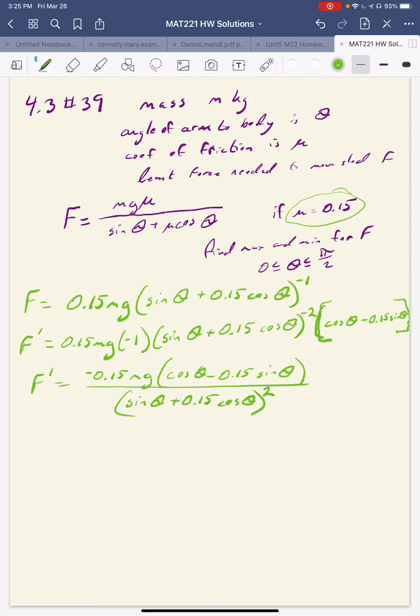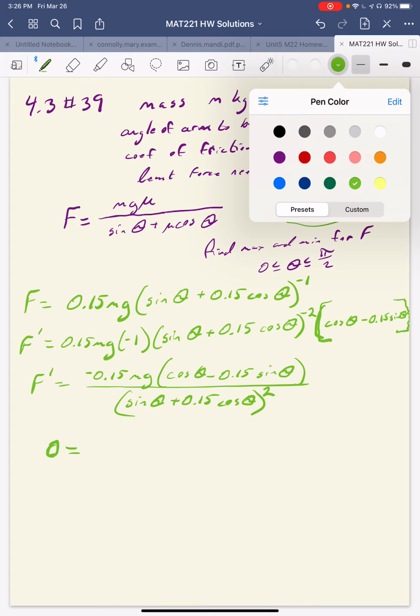Okay. So then I'm going to do the first derivative test to find my critical points. So I set this equal to 0. And I know that when I set a fraction equal to 0, all that I really need to be concerned about is the numerator, because 0 divided by anything other than 0 is always going to be 0. So what I really need to do is find out when this numerator will be equal to 0.